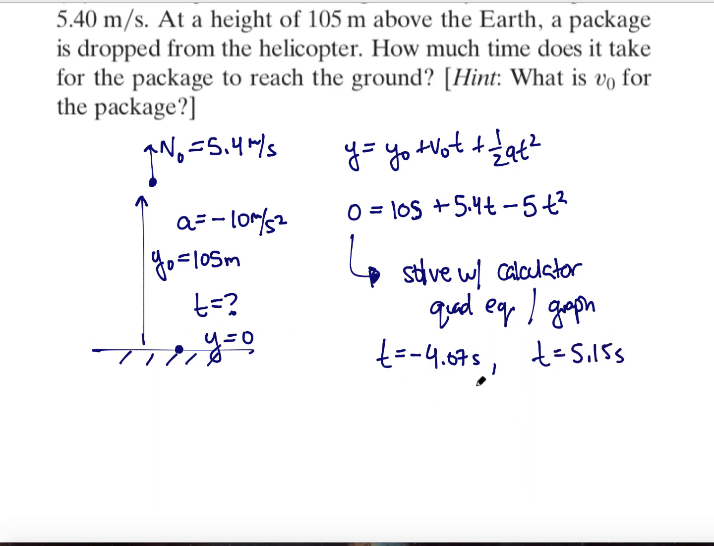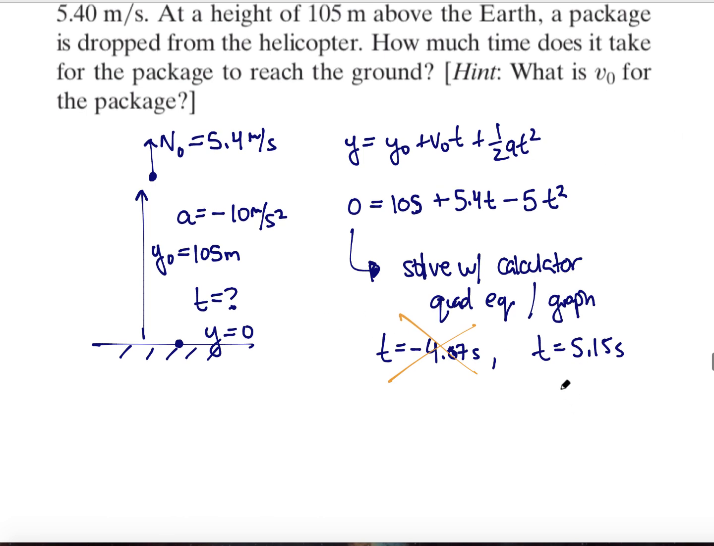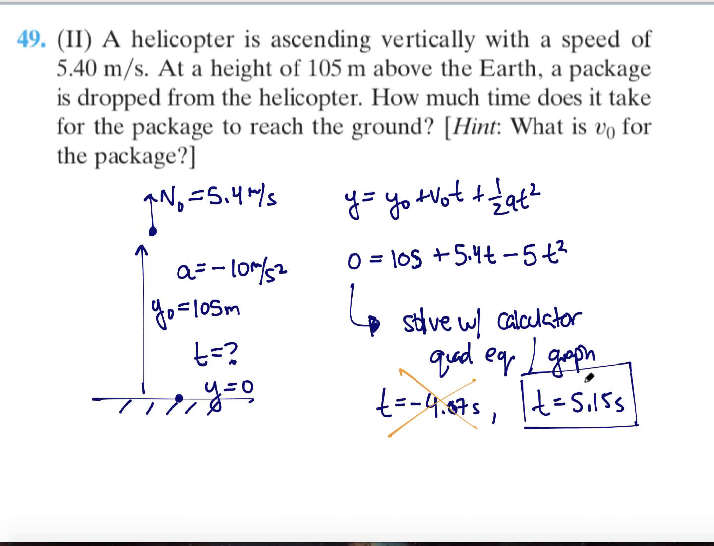Here, the negative is kind of a weird number because that seems like it happened before the package was actually let go. So I'm going to ignore this one. And it appears that my package will hit the ground in 5.15 seconds, because that happens after I let go of the package. And that's all there is to that, just simply solving the quadratic equation in this case.